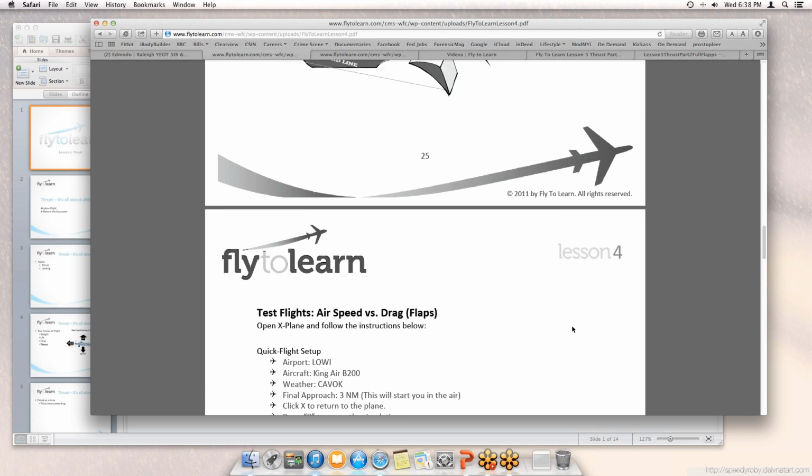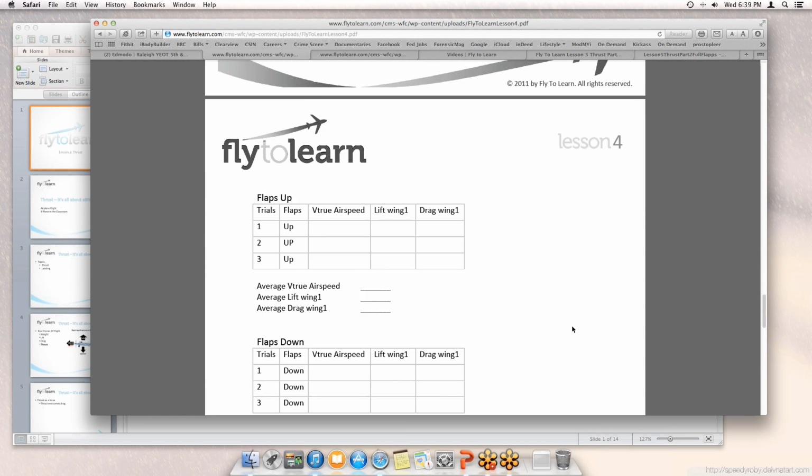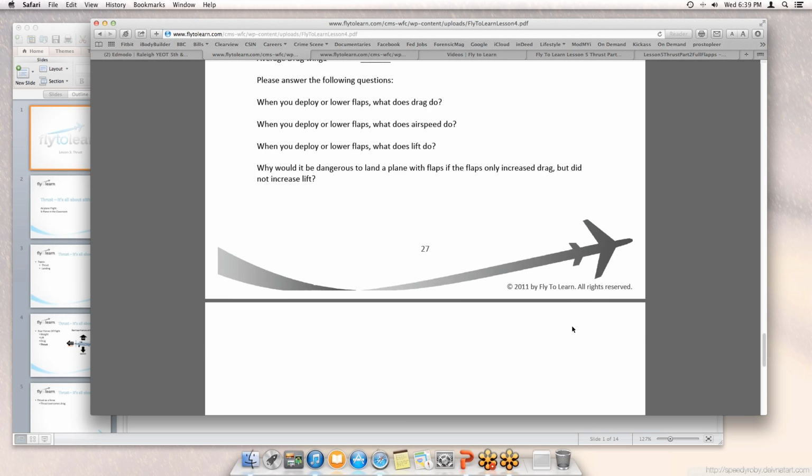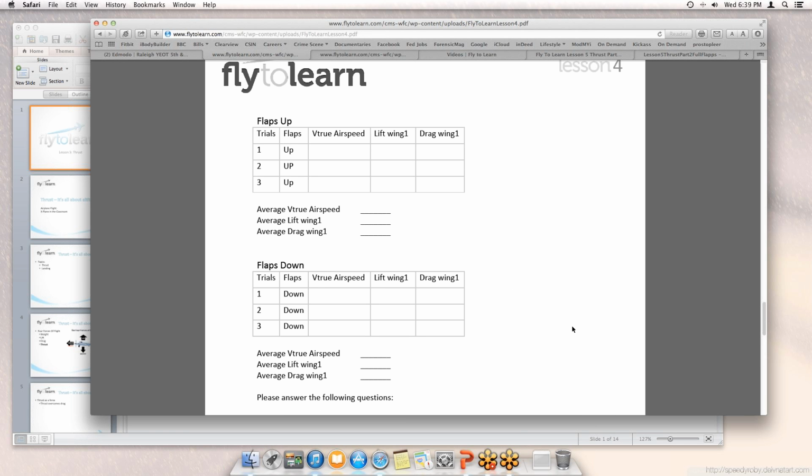Now, you had to fly, and we're going to go over the answers. Can someone tell me, in your activity, you had to fly with the flaps up and the flaps down. Can someone tell me what their average airspeed was with their flaps up? You can either raise your hand and tell me or type in your answers.